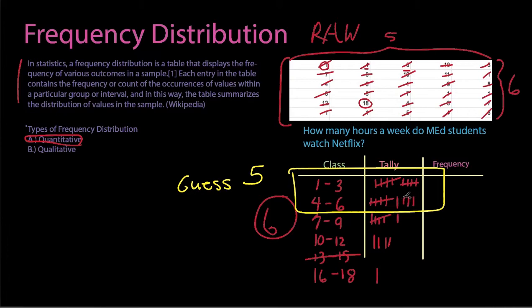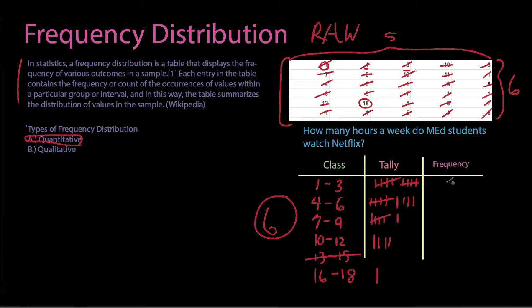Okay, so that's basically how we organize frequency distribution. So the next thing we need to do is we need to write it in a numeric value for our frequency. All right, so I'm just going to get rid of this big yellow box here. Okay, so our frequencies for 1 to 3 is 10. Okay, see, 1, 2, 3, 4, 5, 6, 7, 10. And for this class, 4 to 6, our frequency distribution is 9.